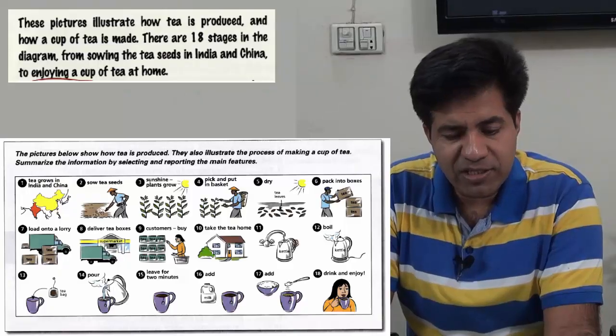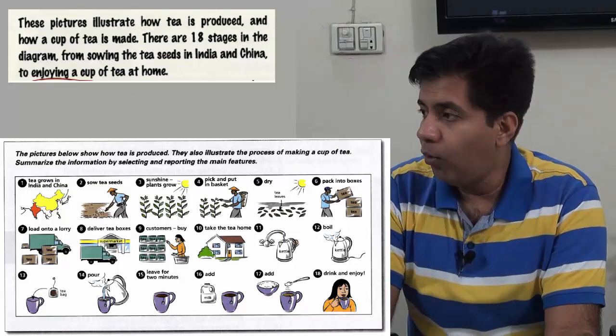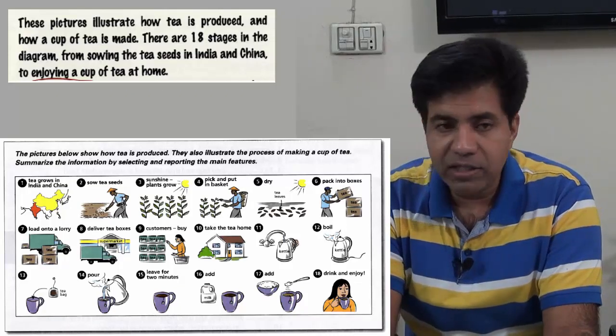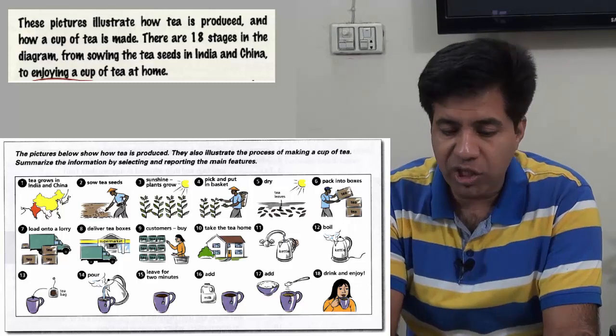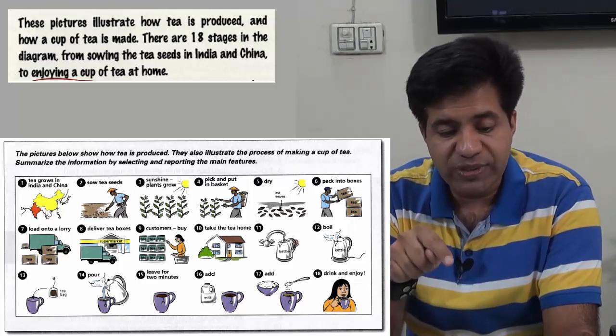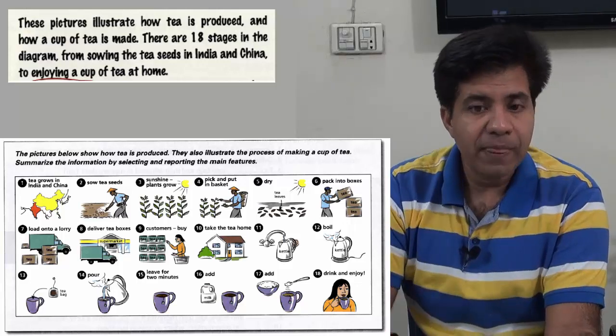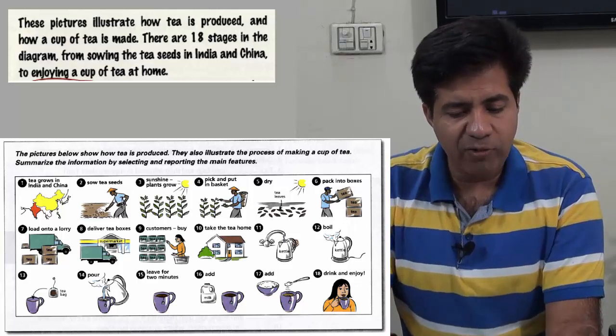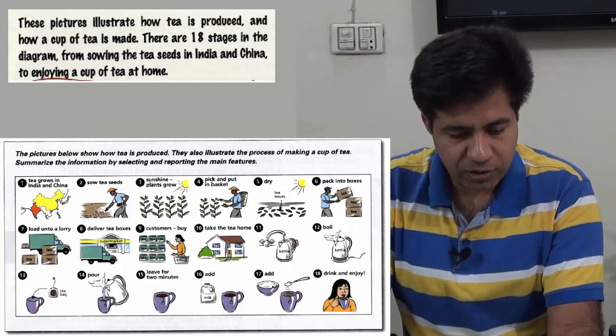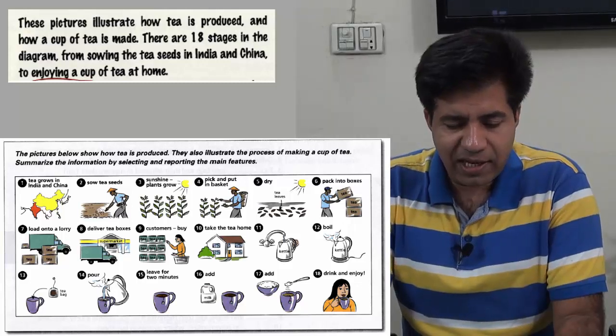We are going to read the model answer. It's on the top of the page. These pictures illustrate how. Now, in order to write your report on a process picture, you have to use these pictures illustrate. The word illustrate is ideal for a picture. These pictures illustrate how tea is produced. Tea grows in India and China.